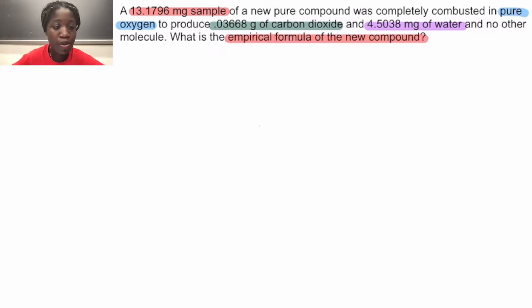Now, for combustion problems, we use the bubble method, which is a visual representation that makes it easy to see what we should be doing, what's going on, where we should be going. The combustion problems have a general formula, and so let's just see how we get there. We know that the sample is making CO2, carbon dioxide, and water, H2O.